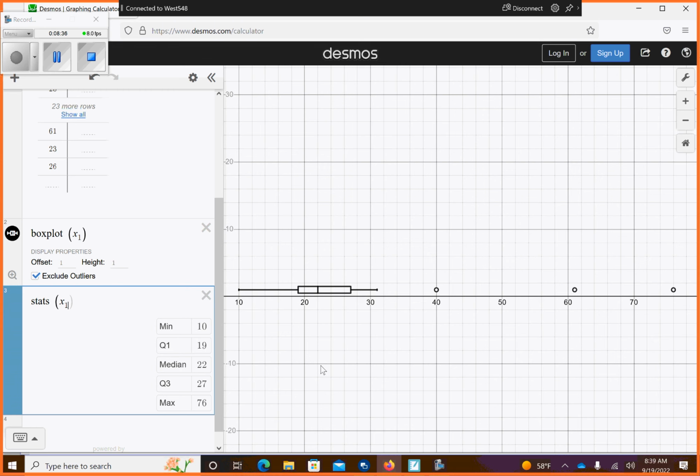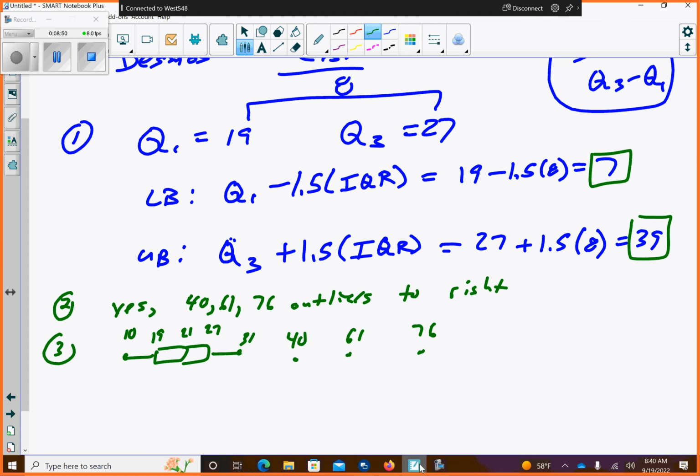And then I heard some people asking, how was I getting like IQR and stuff like that? IQR is the Q3 and the Q1 subtracted from each other. So 27 minus 19 is 8. And then you would use those two equations, the Q1 minus 1.5 times the IQR, and that would give us the absolute bottom limit that would include our data. And then the upper bound, the Q3 plus 1.5 times the IQR. So 27 plus 1.5 times 8. So 39 would be the absolute outlier there. Okay?